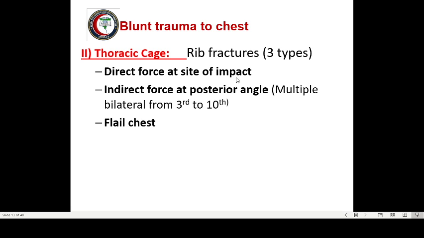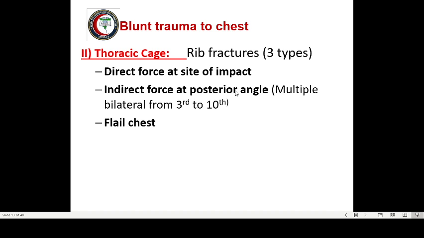I want you only to have notice of these tips in the chest trauma. Blunt trauma to the thoracic cage may produce rib fracture. We have 3 types of rib fractures according to the mechanism of the fracture. We have direct force at site of impact. Here, when a person suffers an impact to the chest, we will have a fracture under the site of impact.